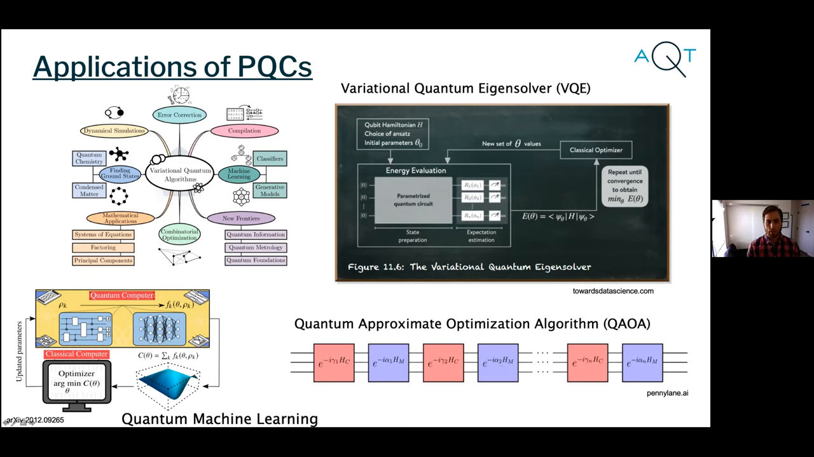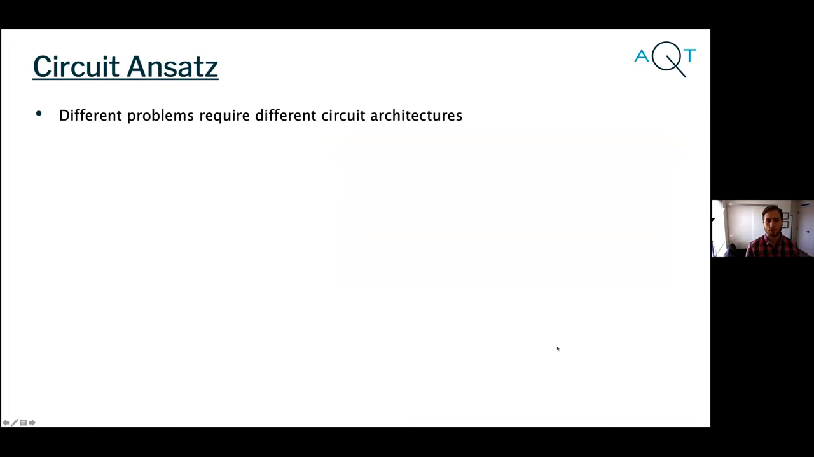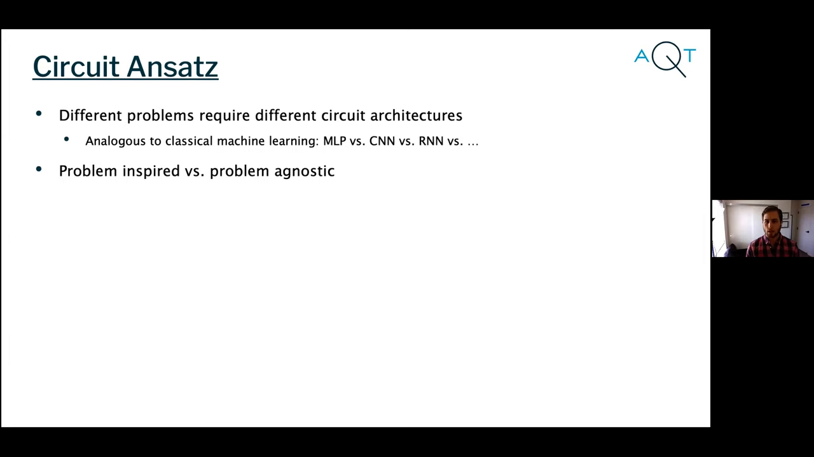So as you see in this upper right-hand corner, there's an importance in the initial ansatz you choose for your circuit, because different problems require different circuit architectures. And this is very analogous to classical machine learning, where you may have a problem that you want to use a simple multilayer perceptron or a convolutional neural network or a recurrent neural network. And broadly speaking, an ansatz can fall into one of two categories. Either it's problem inspired or problem agnostic.